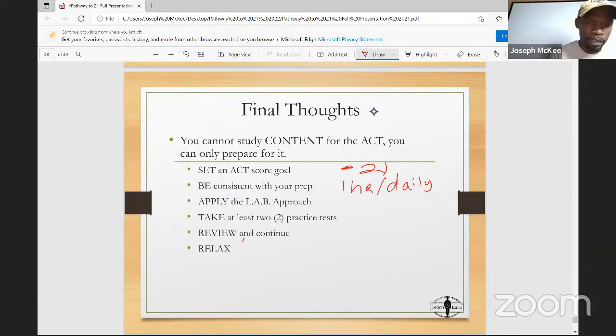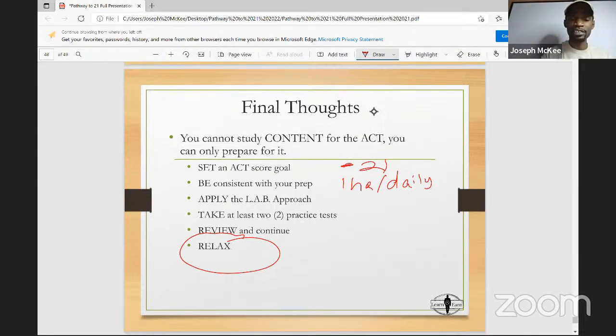And most importantly, relax. I believe everybody can get to a 21. Don't put any unnecessary pressure on yourself. Just be consistent in your approach to how you prepare. That's important. How you prepare is going to really determine how you perform. So I believe everybody is good to go.